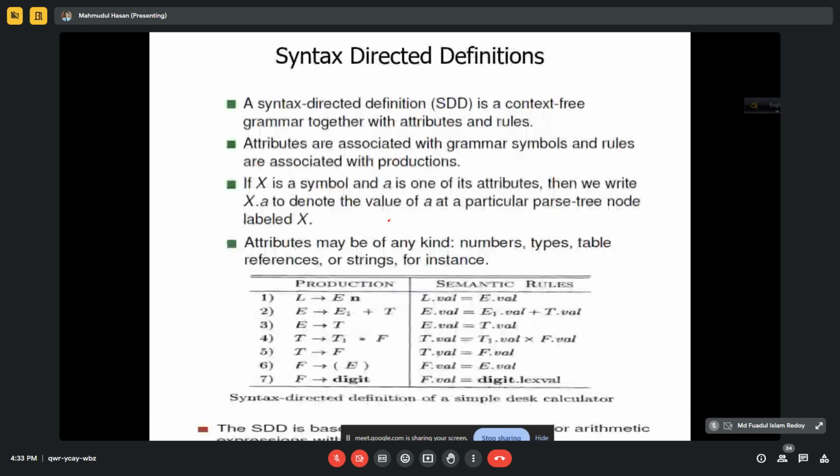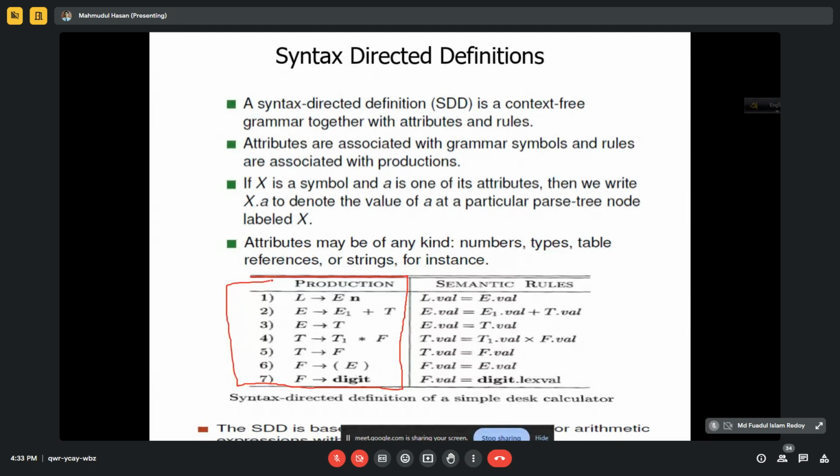Okay, let's go. I think this part is very common to you. This is the context-free grammar, or set of production rules. So this is actually part of the last chapter, that is the syntax analysis phase.